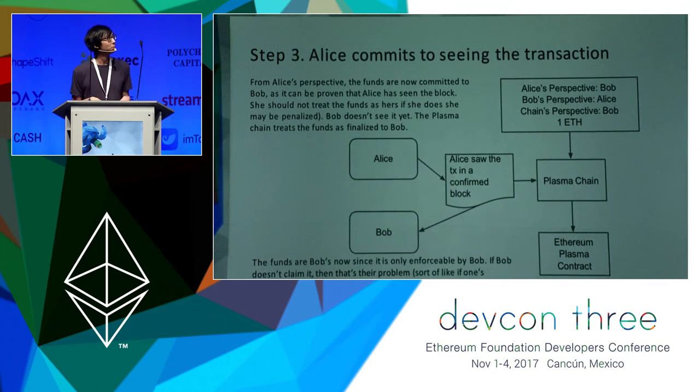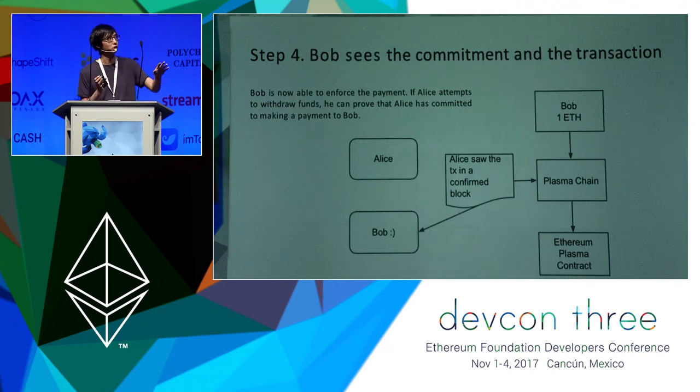For Bob, let's say Bob hasn't seen it yet. Oh, there's a slide skipped. Anyway, that should be a dash. Then Bob doesn't yet know whether it's Alice's or Bob's. From his perspective, it should be Alice's. And for the chain, it sees it as Bob's because it received that transaction and confirmed. In this case, that should be a dashed line to Bob, a solid line to Bob, so we're correct here now. Bob now sees the funds as his because he has that commitment and the original transaction. So Alice now has no claim, and in the top right, you now see Bob has the one ETH.